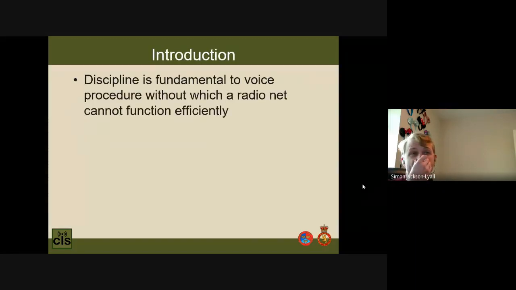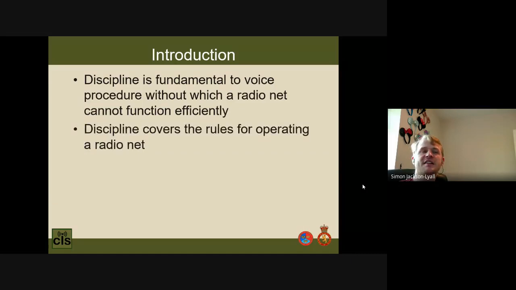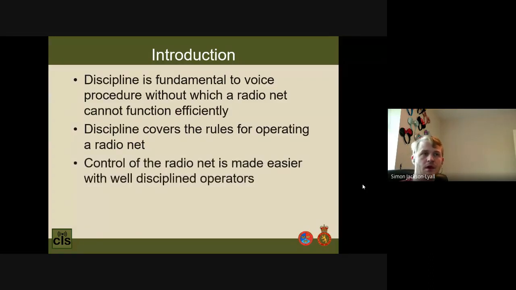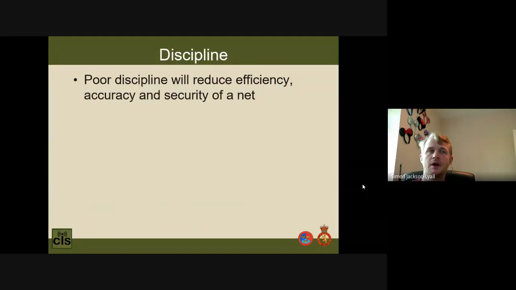So discipline is really fundamental to voice procedure and is generally the thing that cadets lack a little bit over the radio. So the discipline covers those rules for operating on the net. Control of the radio net is made easier with well-disciplined operators. It's much easier for Zero, who controls the net, which is the controlling station, to make sure that communications flow effectively if all the operators are disciplined and follow the rules. And obviously poor discipline will reduce efficiency, accuracy and security of the net.